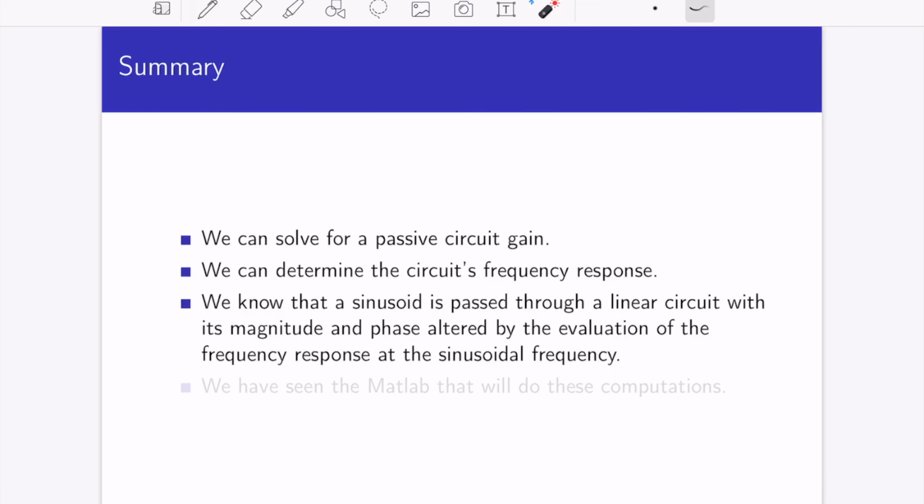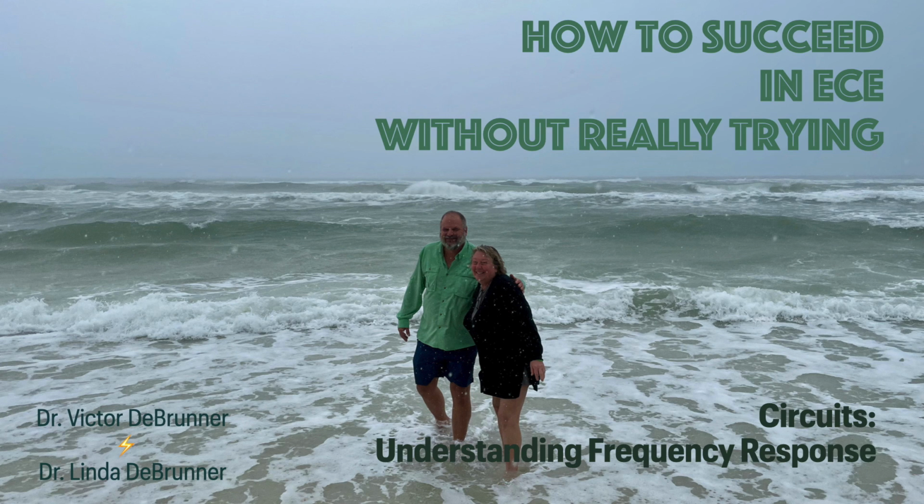Okay, MATLAB will do these computations for you. Thanks for watching. I hope this helps you to understand frequency response plots.